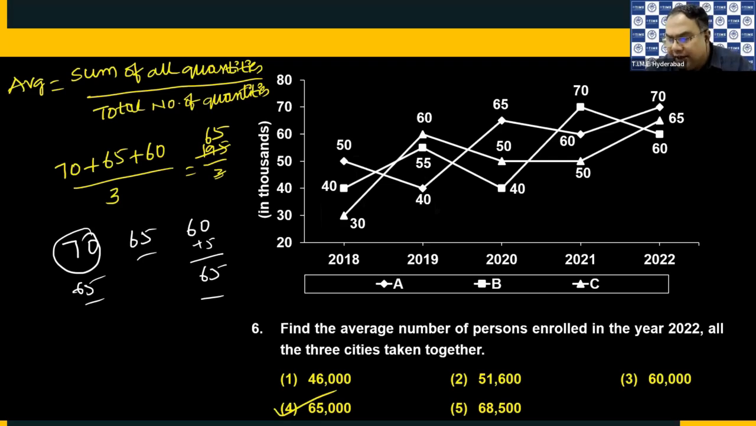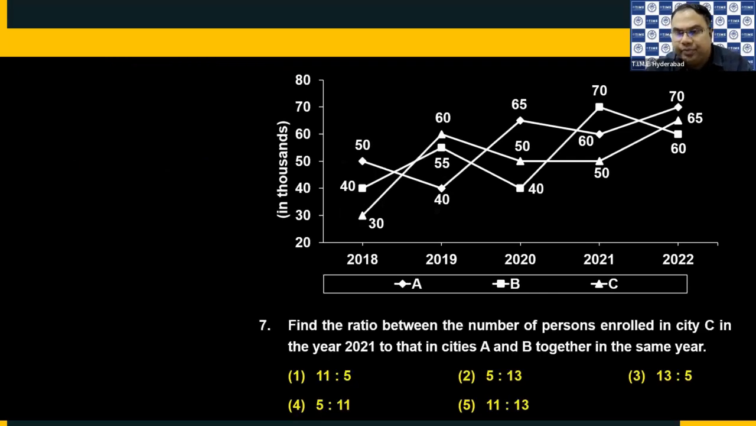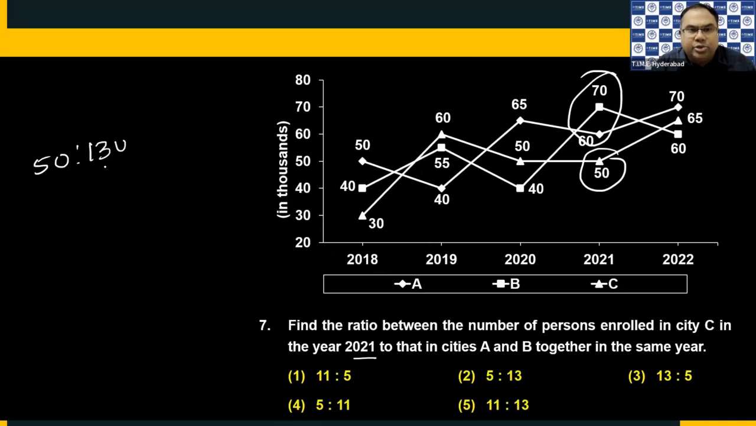Right? So let's move ahead to the next question. Question number 7. Find the ratio between number of persons enrolled in city C in the year 2021, 50, is to A and B in the same years. A and B in the same years is 130. So the ratio should be 5:13.